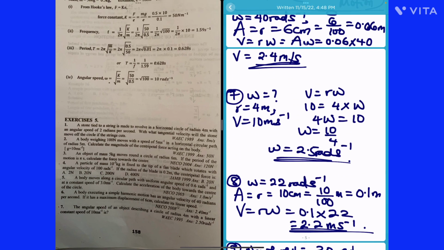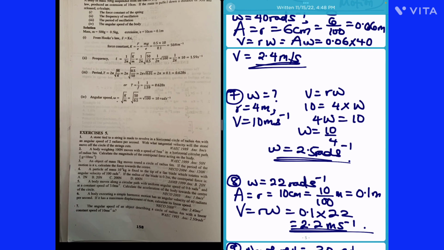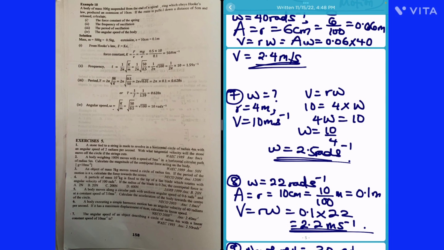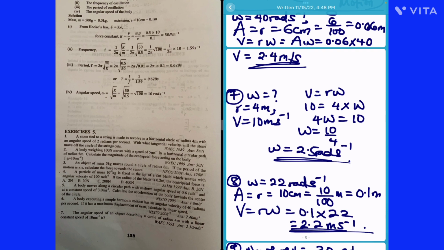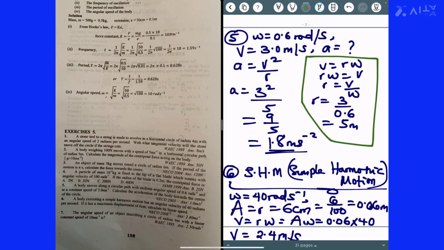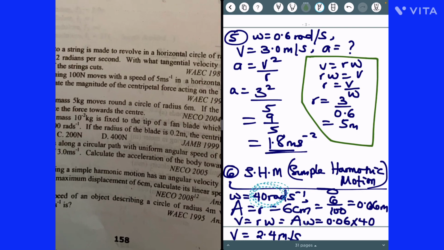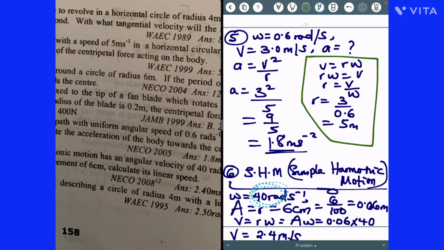Now, in question 6, it says a body executing a simple harmonic motion has an angular velocity of 40 radians per second. As you can see here, w is 40 radians per second. It says if it has a maximum displacement of 6 centimeters, calculate its linear speed.